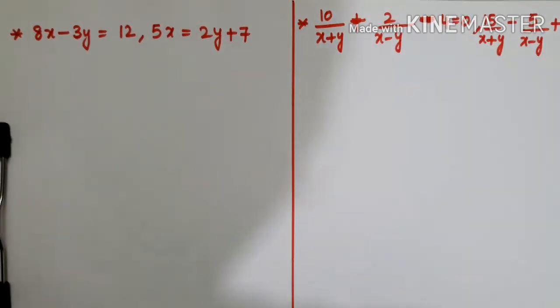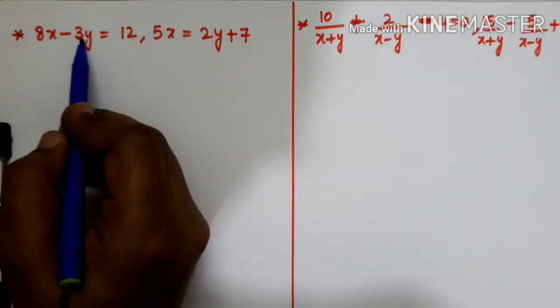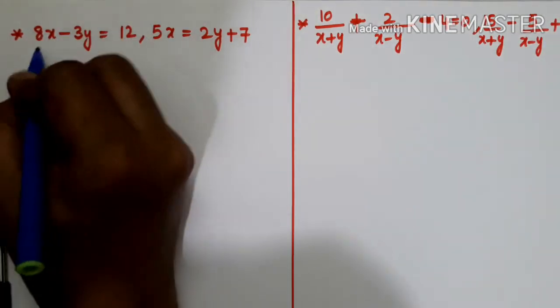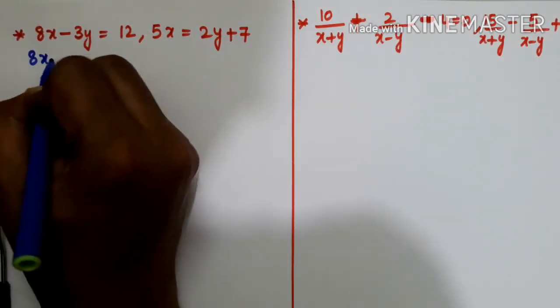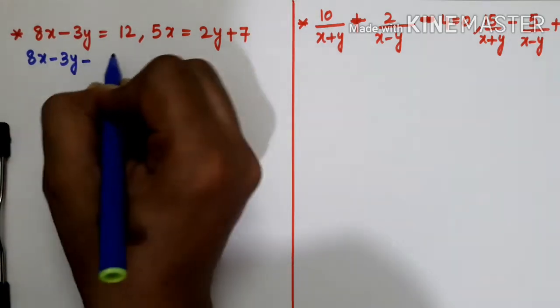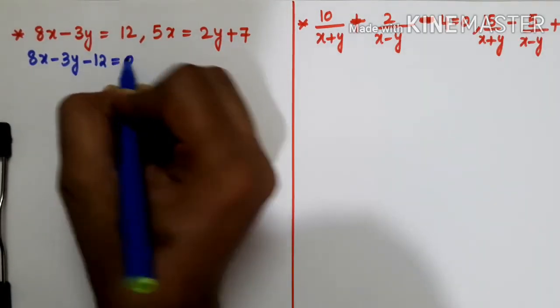Now students, let us solve some more problems. So the next one is 8x minus 3y equals to 12 and 5x equals to 2y plus 7. Okay, so let us first convert it into the general form. So what is the general form? 8x minus 3y equals to 12. So let us just take it to the left hand side. 8x minus 3y minus 12 equal to 0.